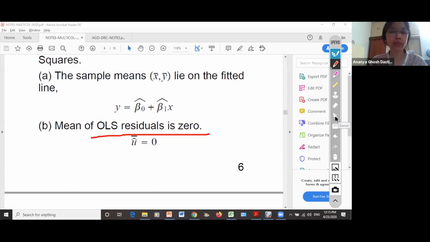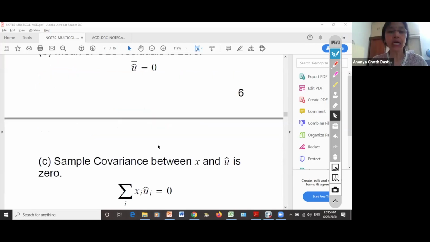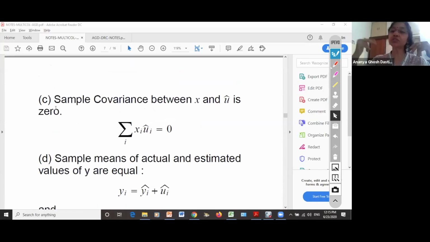Okay, now what else is there? Remember, one of our assumptions is that the errors and the x variables are uncorrelated. Always due to your OLS methodology, the covariance between your x variable and the residuals will be 0. That is coming out of the way the line of best fit is actually estimated.